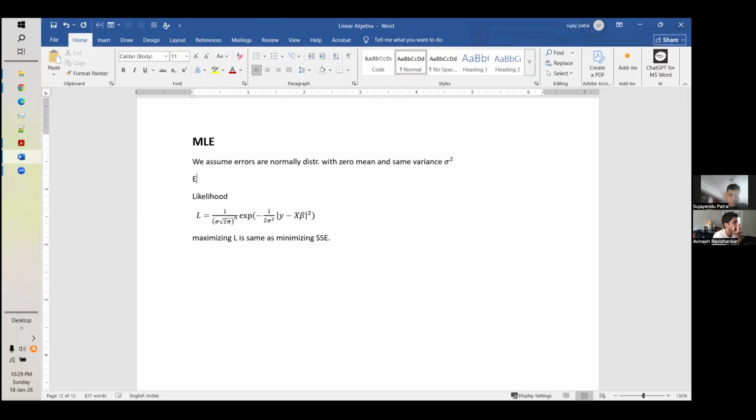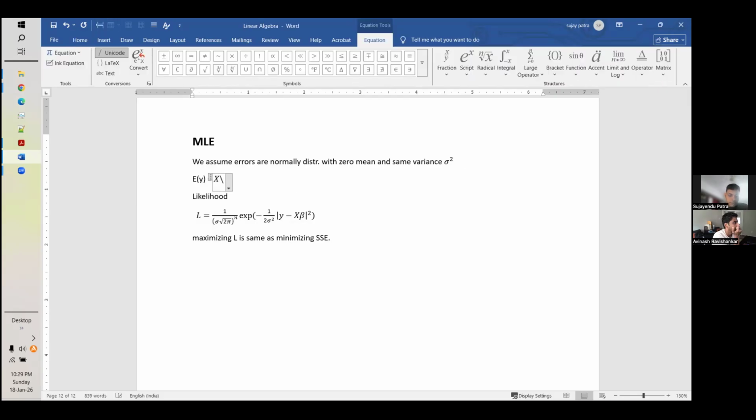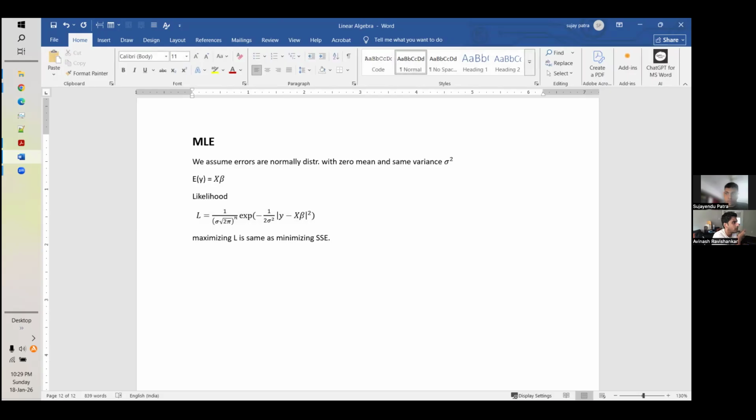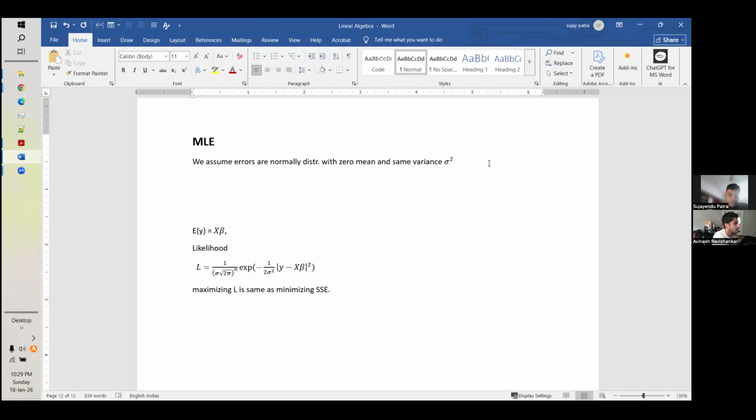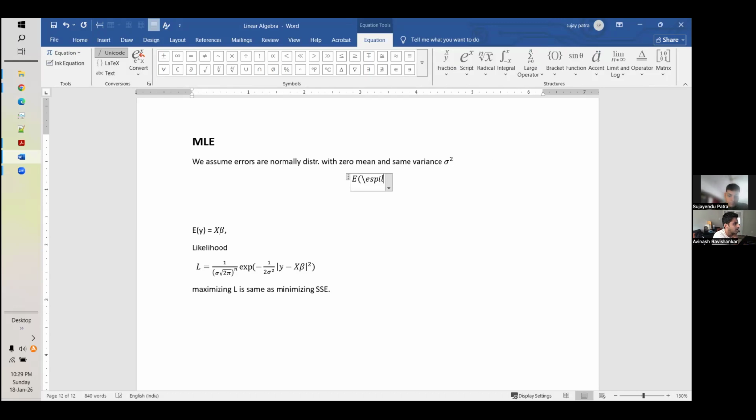So the expectation of y will be x beta. Do you agree to this? No, I mean, not that I don't agree. How did you get that? Okay, let's derive that. So we are saying that the expectation of epsilon is 0. That's my assumption. And the variance of epsilon is sigma square times identity matrix.